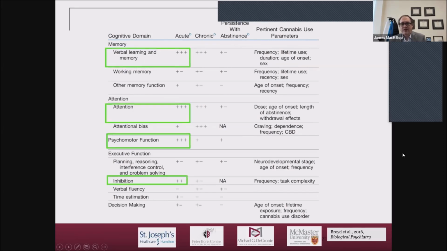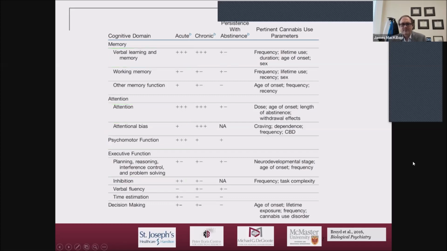So the first thing that they found was that when it came to acute effects, there was quite strong evidence that cannabis directly negatively impacts verbal learning and memory, attention, psychomotor function, and inhibitory control, or essentially your ability to stop yourself from an arising response, something that's really important when it comes to, for example, driving a car if you see something coming out of the corner of your eye. So there were quite a lot of equivocal findings also, but these seem to be the most consistent findings as indicated by these multiple plus signs. That's going to be common throughout.